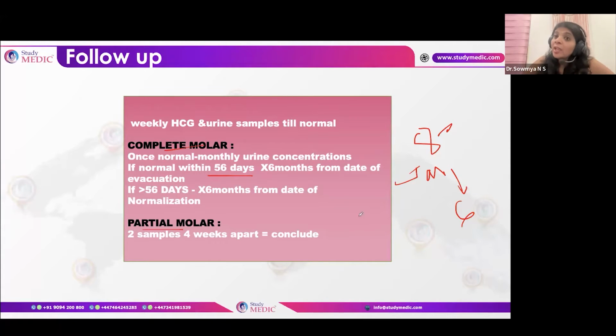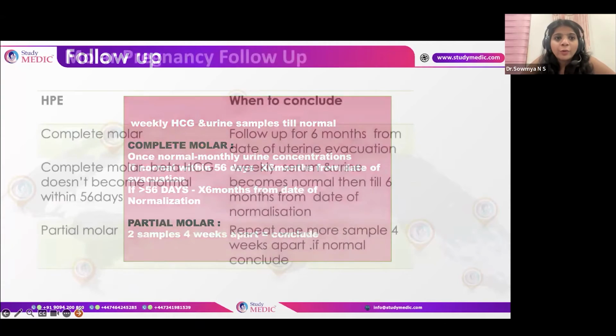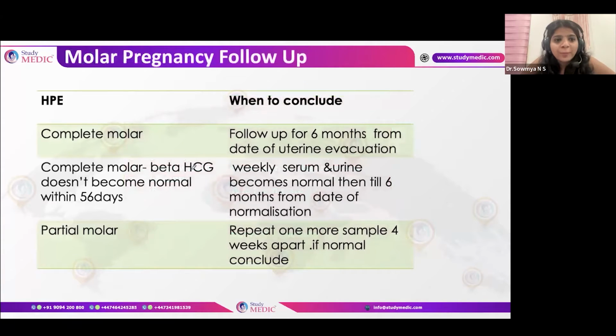Okay. However, if beta HCG is taking more than 8 weeks, that is, if somebody has done an evacuation in Jan and it is becoming normal in April, from April, you do for the next 6 months because you don't want to miss on the development of choriocarcinoma. That's the main thing. Okay. So you guys need to know a bit about a follow-up. So that's what I have put it here. Okay. If it doesn't become normal, then you would be going on from the date of normalization, you will be doing 6 months.